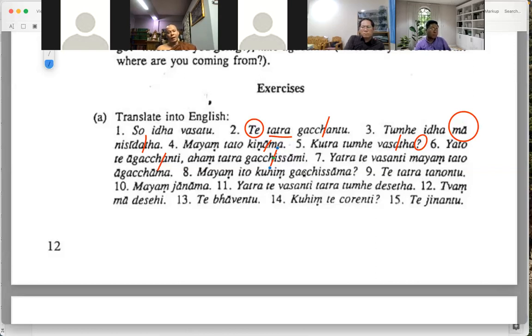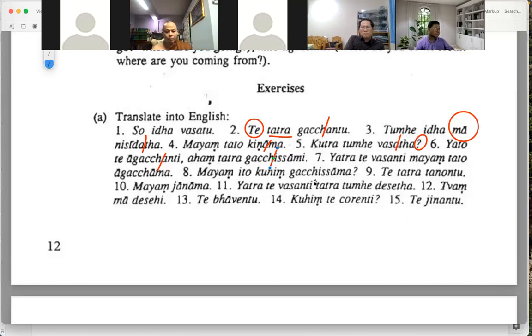And number 10, mayan janama. So janama, jana and the ma. Ma can be present tense, first person, plural, or imperative, first person, plural. So, okay, firstly, present tense. So ma, we. Jana means know, we know. So mayan janama, we know. Or as an imperative, ma means let us, or we may. So we may know, may we know, or let us know in this way.